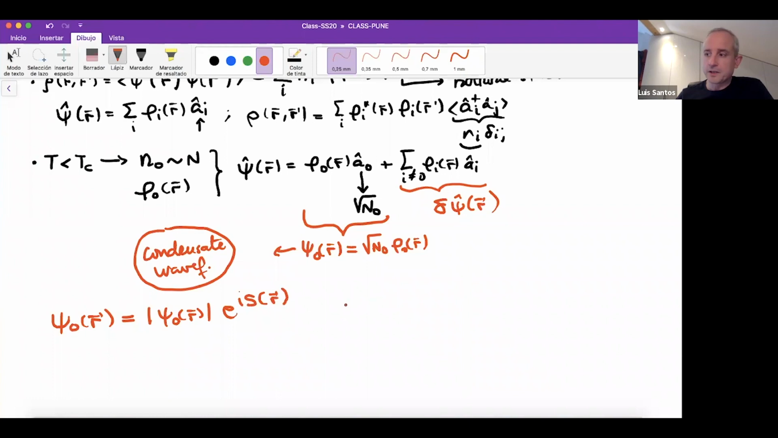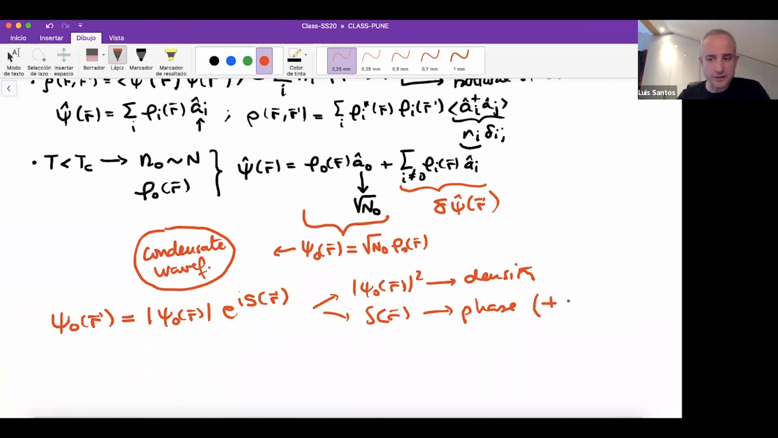So, of course, |psi 0 (r)| squared will give me the density of the condensate, and S(r), as I say, is the phase. And the phase plays a very important role. Actually, this phase is defined up to a constant. I could add here any constant, alpha, let's say, and I will get exactly the same. So this is actually a gauge symmetry in this problem. And this gauge symmetry is spontaneously broken when choosing a particular phase of the condensate. So in any realization, it is spontaneously broken.